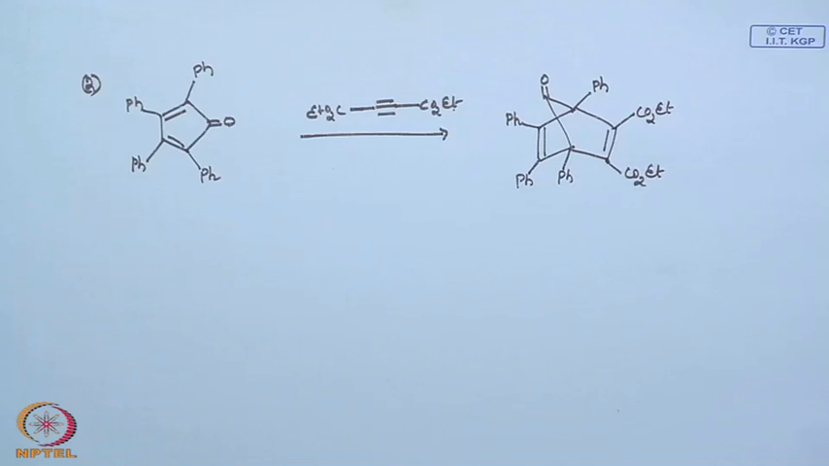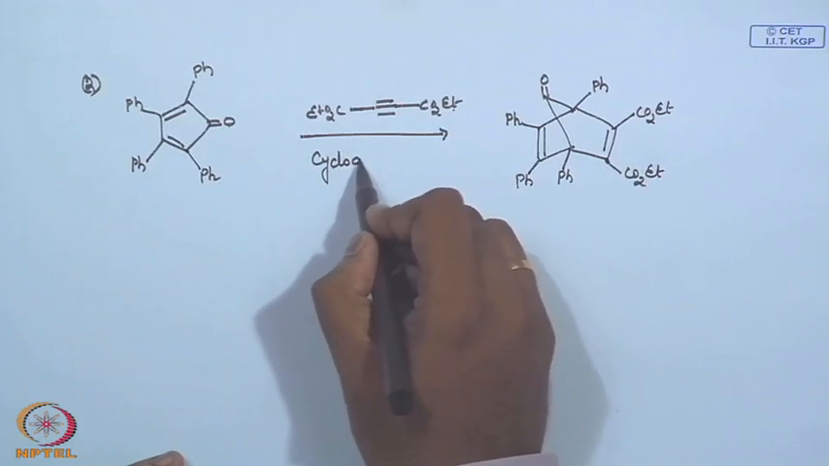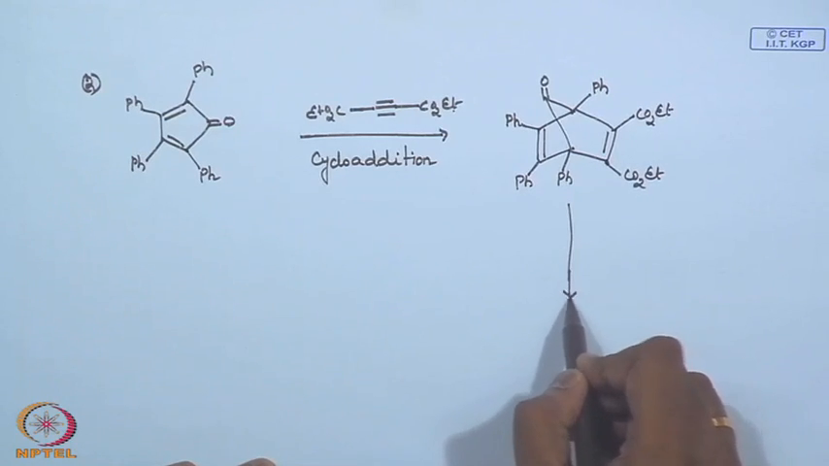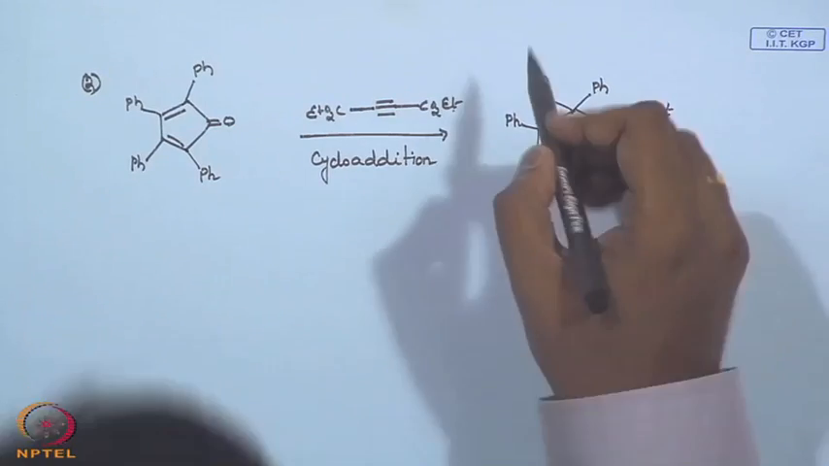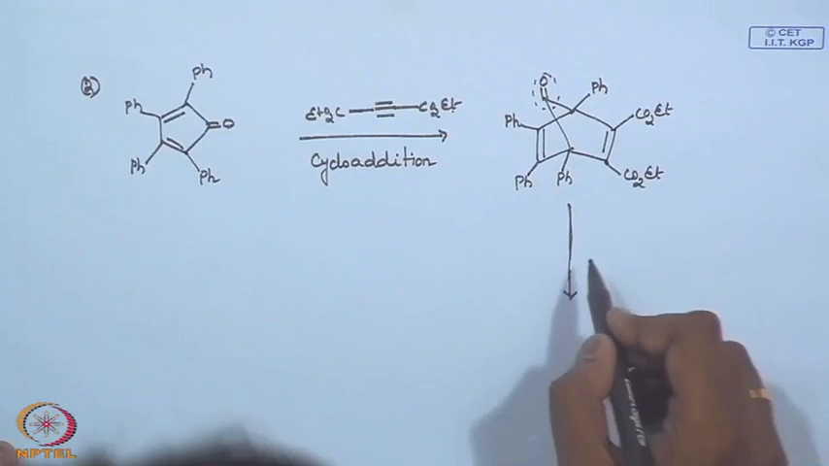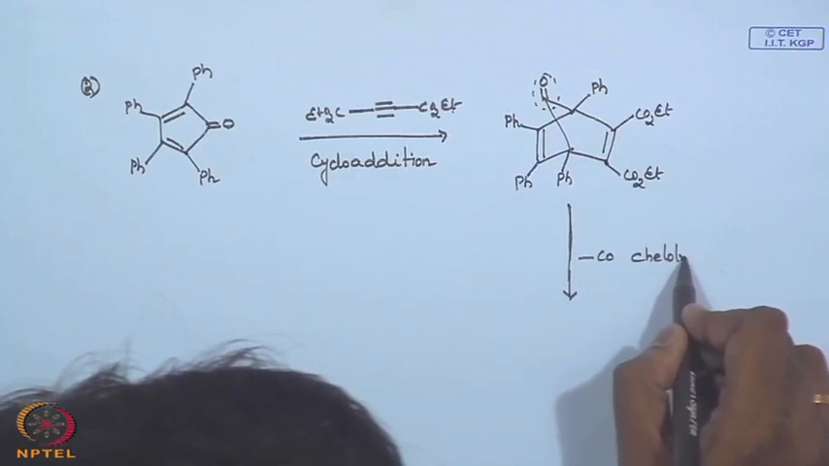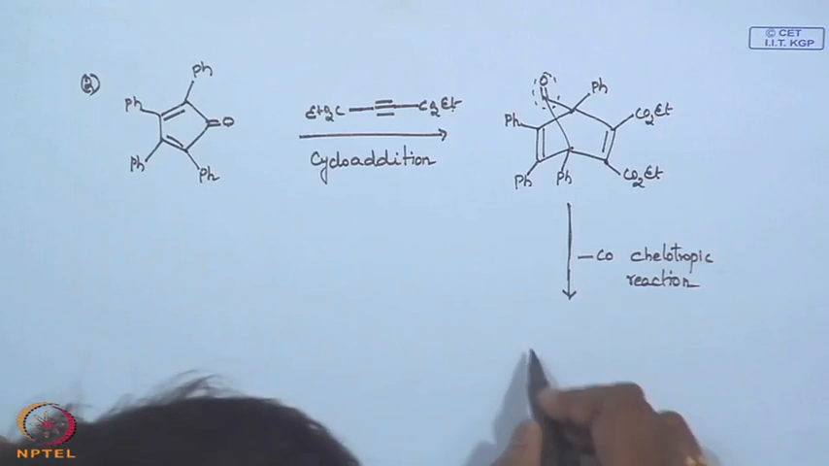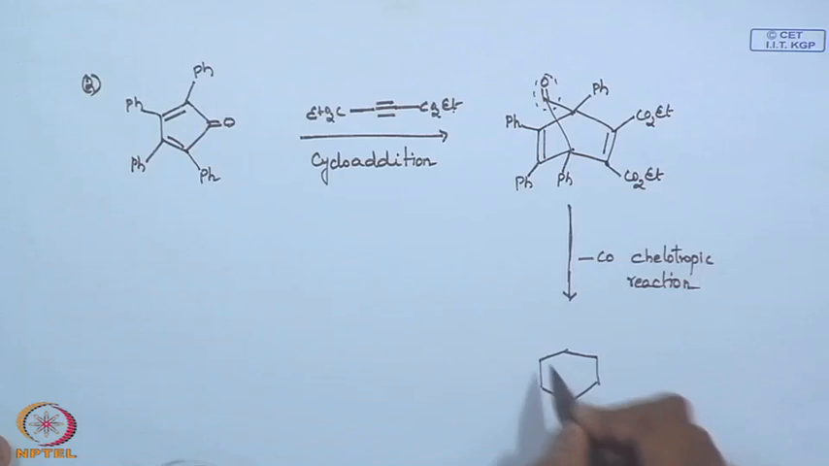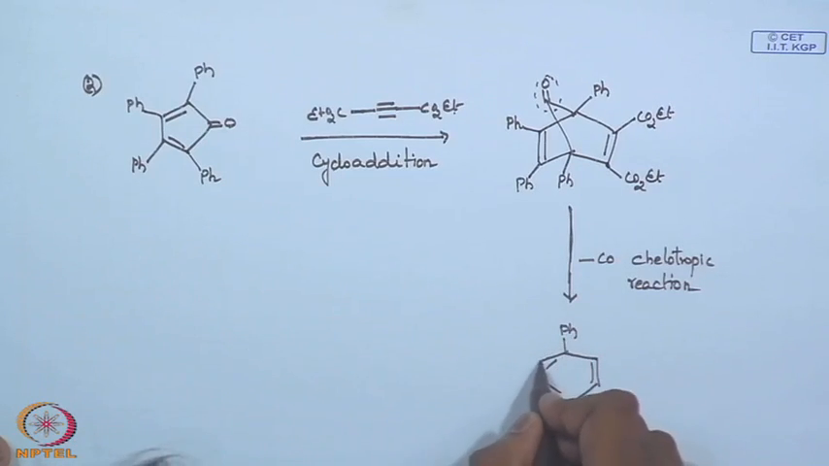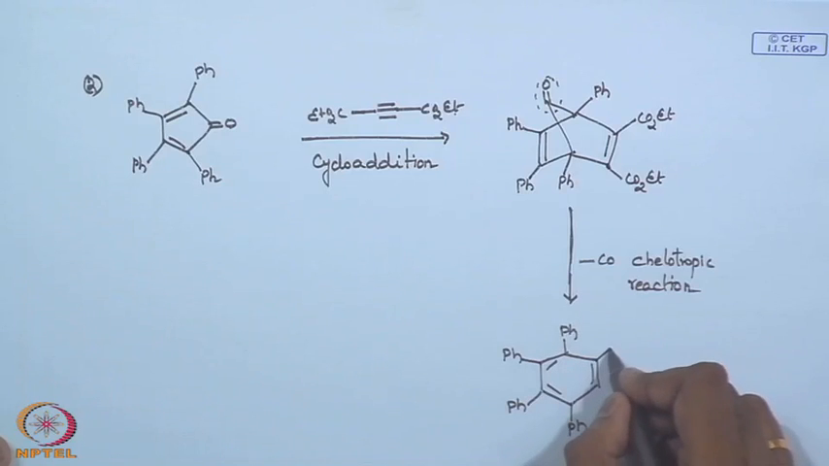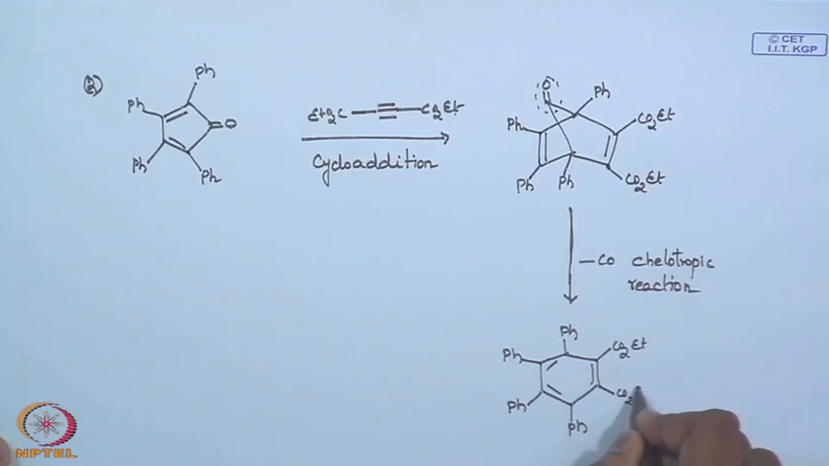So, I get this cycloaddition product. Now, tell me what reaction you can think of if I heat this. Yes, chelotropic reaction with your carbon monoxide going off. Very good. So, carbon monoxide goes off, you get a chelotropic reaction. Fine. So, your product should be done. Get an aromatic ring with your phenyls, then you have your CO2Et.